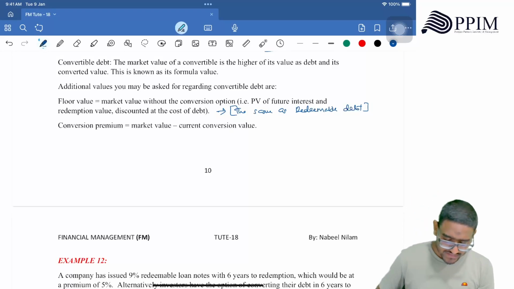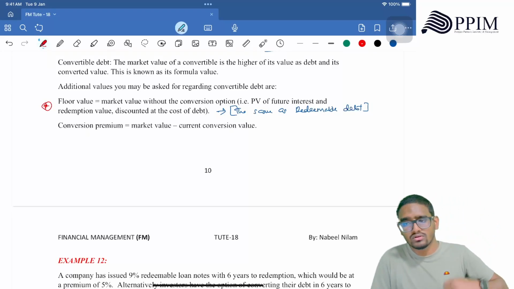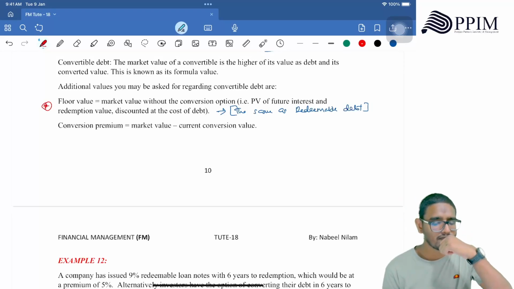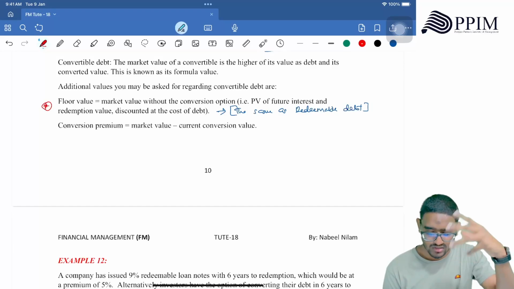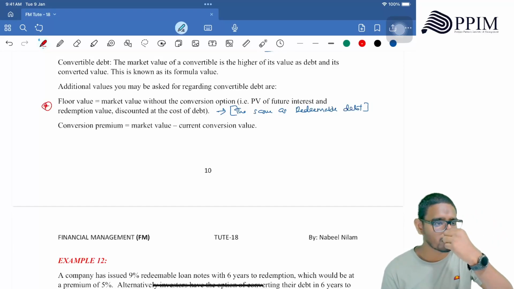Okay. So this is one thing that they can ask you. Determine the floor value of your conversion. So that means you assume there is no conversion option. You're going for redemption and you calculate it. So it then becomes the same working as for redeemable debt. No change.